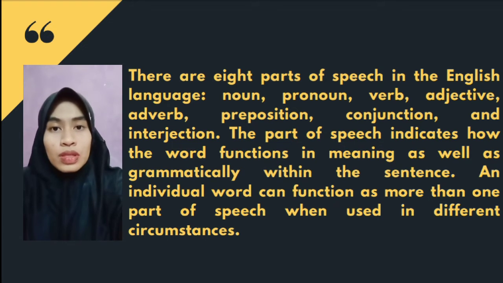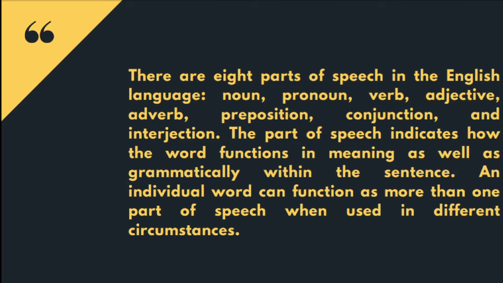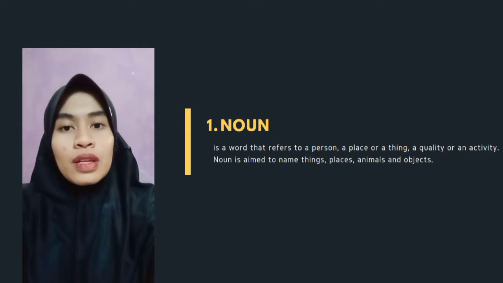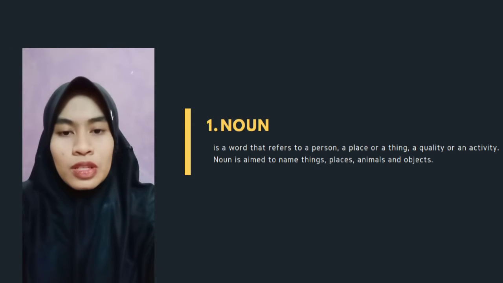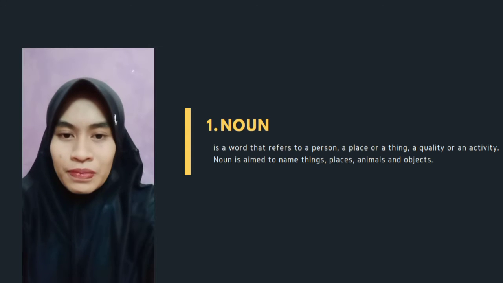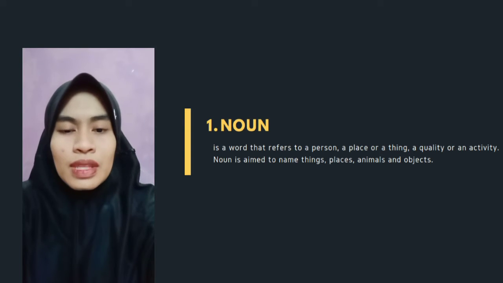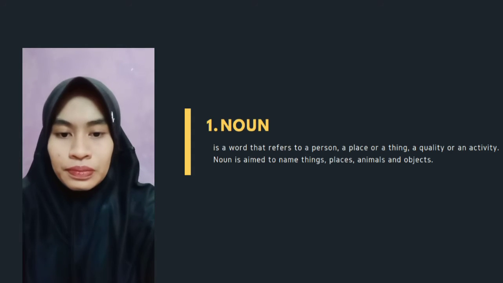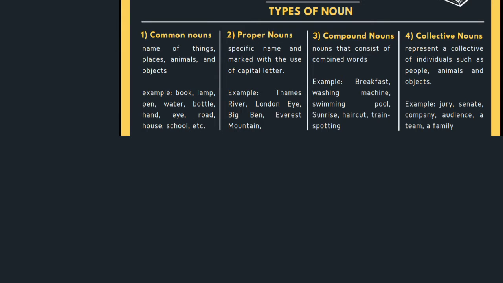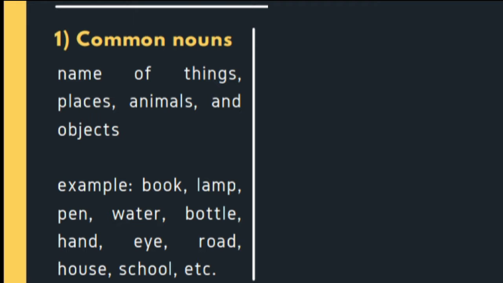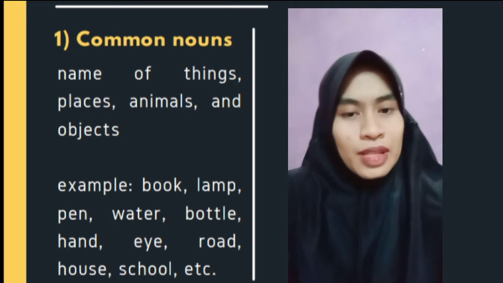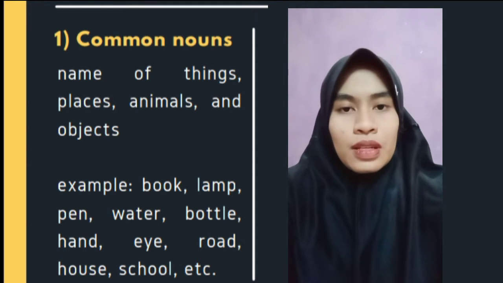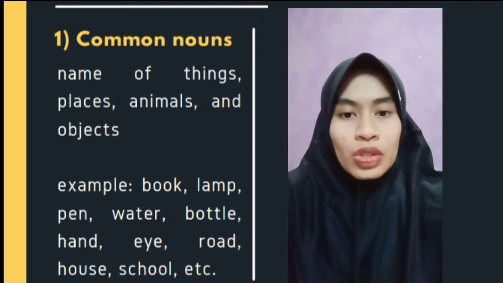Now we will start to discuss the first part of speech, that is noun. A noun refers to a person, thing, place, or activity. A noun is aimed to name things. There are 4 types of noun. The first type is common noun. This type is what we commonly use.